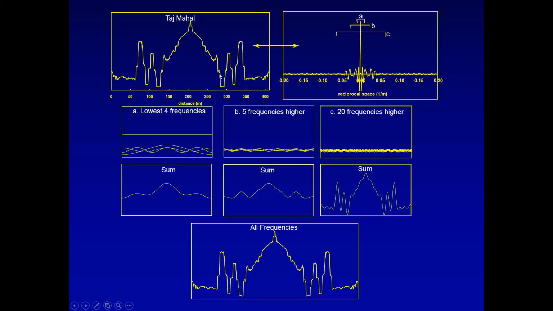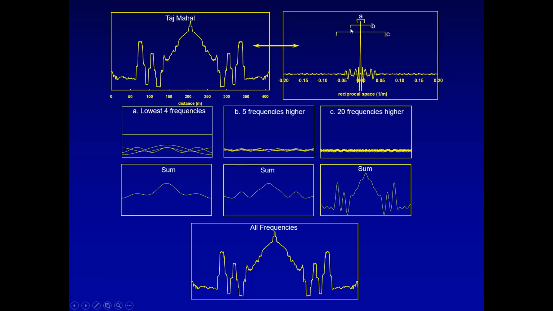When we go farther out, here is a rapid change. It's almost straight up and then back down. So that would call for some high frequency changes because something's happening very quickly. If we look at the lowest frequencies right around here, A, the 4 lowest frequencies, and we add them together, here's what we see. It looks like it snowed heavily on the Taj Mahal. The details are gone, but you see some object that's bigger in the middle than it is on the sides.